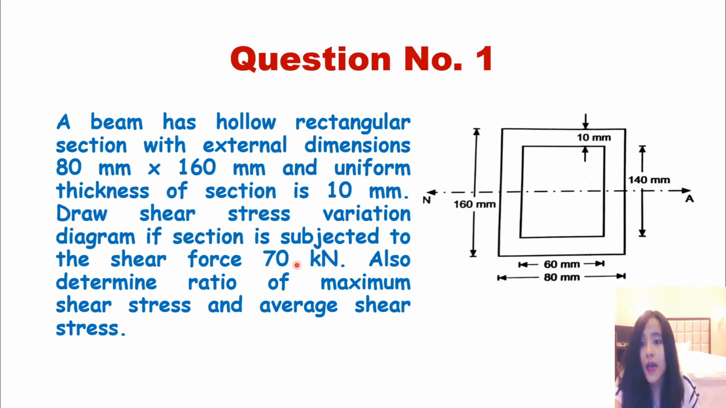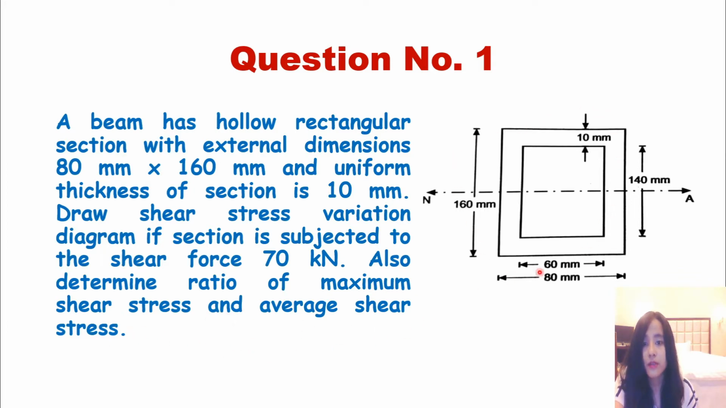A beam has hollow rectangular section with external dimension 80 mm into 160 mm and uniform thickness of section 10 mm. Draw shear stress variation diagram if section is subjected to shear force of 70 kN. Also determine the ratio of maximum shear stress and average shear stress.